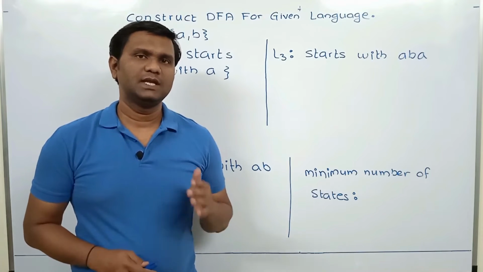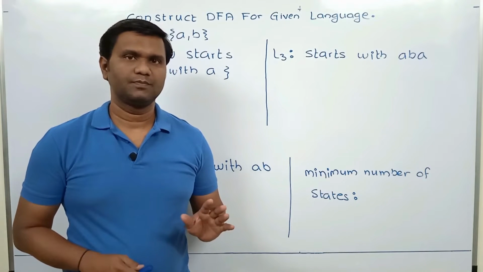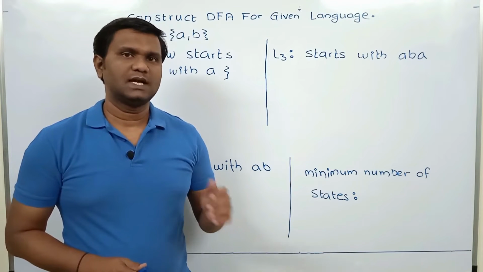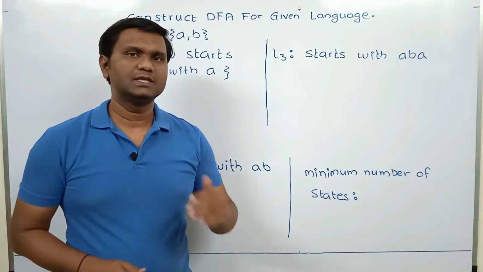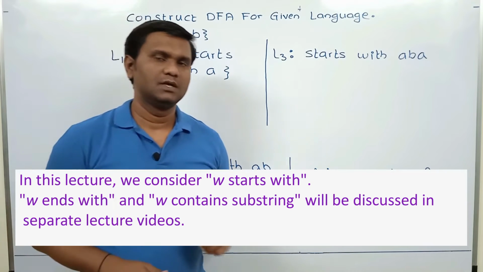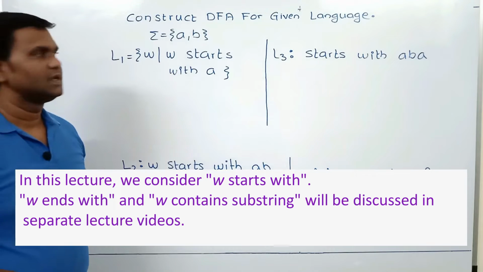In the GATE exam, when there is a question related to DFA, sometimes there are some standard problem statements. Some of them are: W starts with some string, W ends with some string, and W contains some substring. So let's start with W starts with some string.